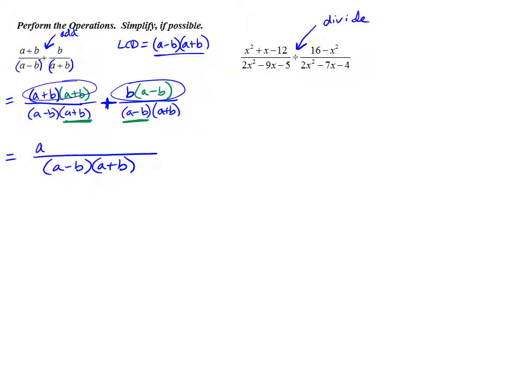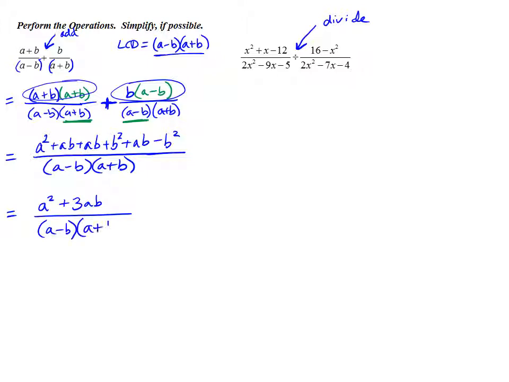So FOILing out the first one, a squared plus ab for the outside, ab for the inside, and last would be b squared. And then adding to that, b distributed into a minus b. So I'd have plus ab minus b squared. Extend my fraction bar there. Next, collect like terms. We've got an a squared in the numerator. We've got 3 ab's, so plus 3ab, and the b squareds actually add up to 0. My denominator is still that common denominator of a minus b times a plus b.